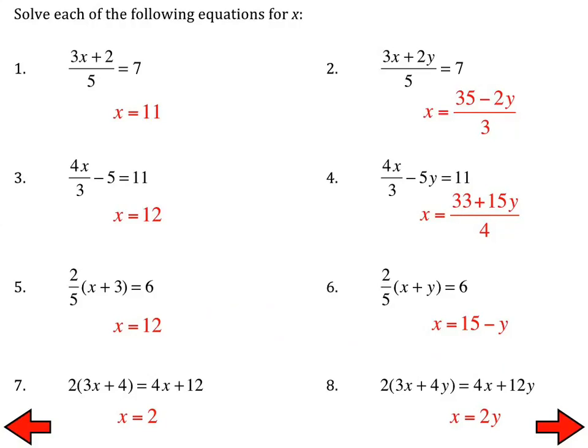Yes. Yeah, number 8, I didn't quite understand how to do that. Did you do the distributive property first? Yes, and I got 6x plus 8y. So we have 4x plus 12y. Okay, then what did you do?